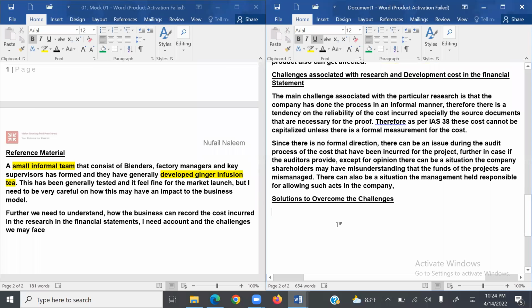Thank you, students. So students, this is a very good question on financial analysis. So, the solutions to overcome the challenges. Now, Malik, what are the solutions that we can have to overcome this challenge? So we can create a professional third-party consultancy. No, we need to create our own research and development unit. Because at the moment, there is no research and development unit. So the best solution, if your company has the potential to go forward, is that it should have a research and development unit.